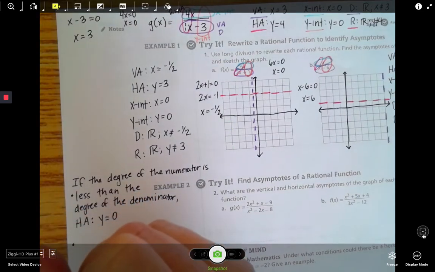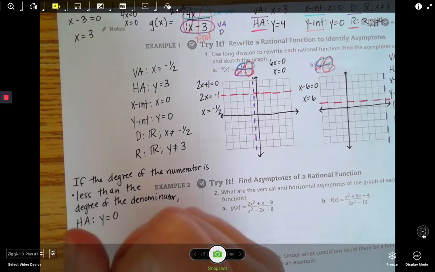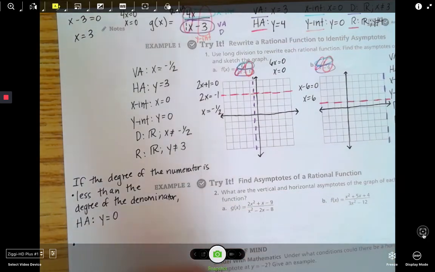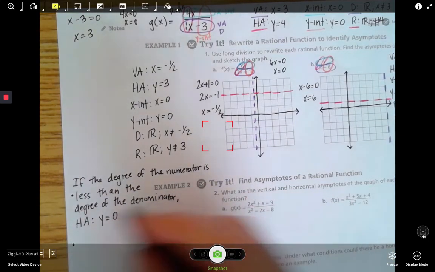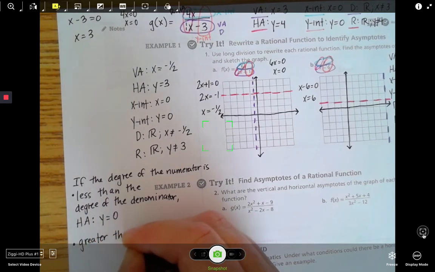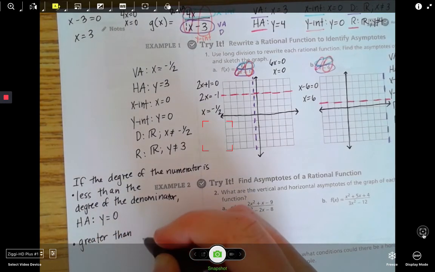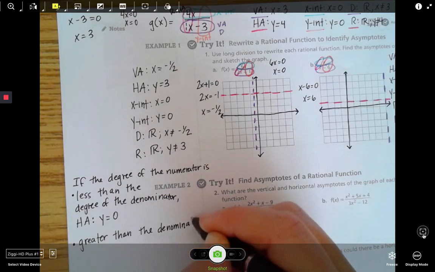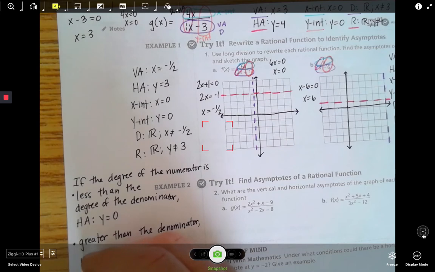Second case, if the degree of the numerator is greater than the degree of the denominator, there is no horizontal asymptote. So if the degree of the numerator is greater than the denominator, then horizontal asymptote is none.